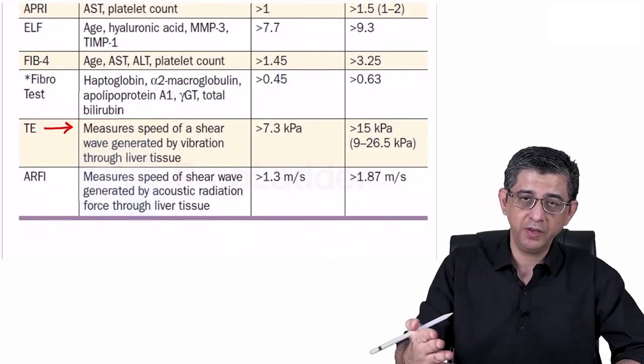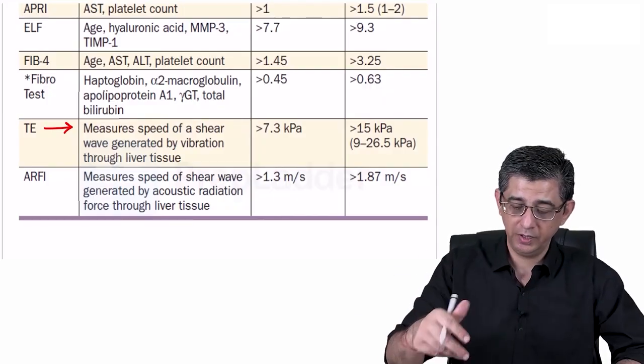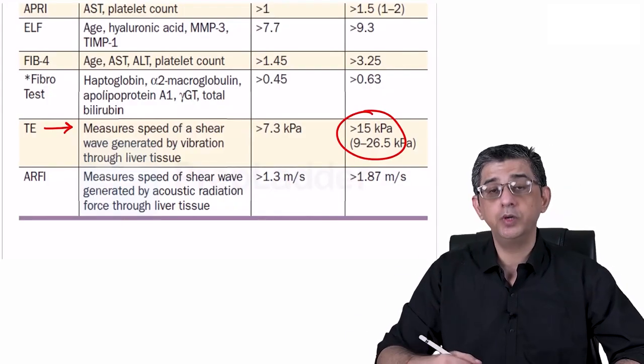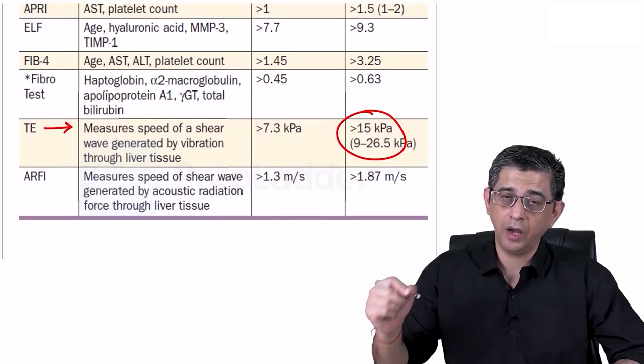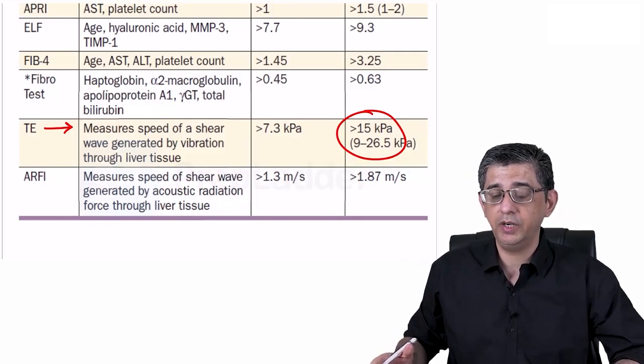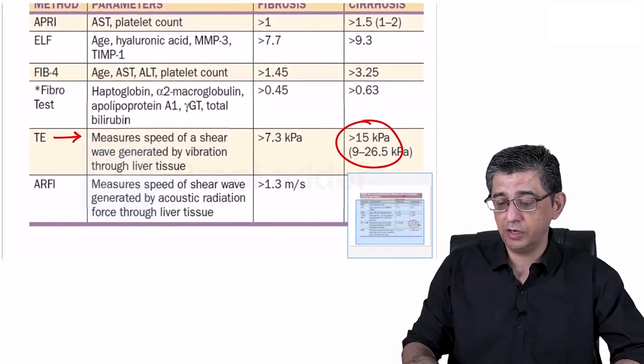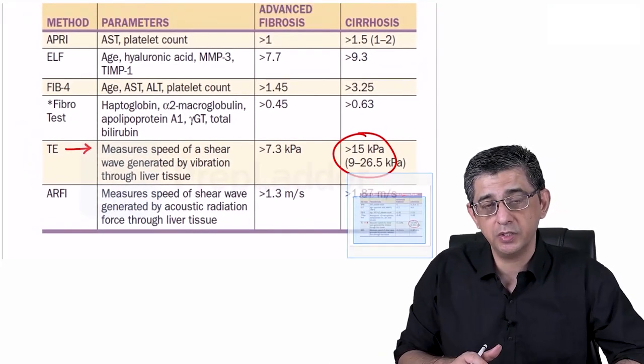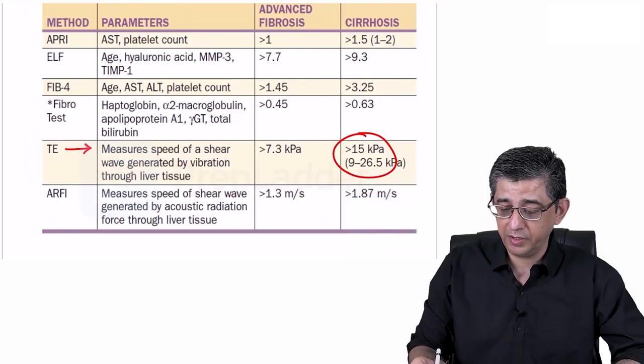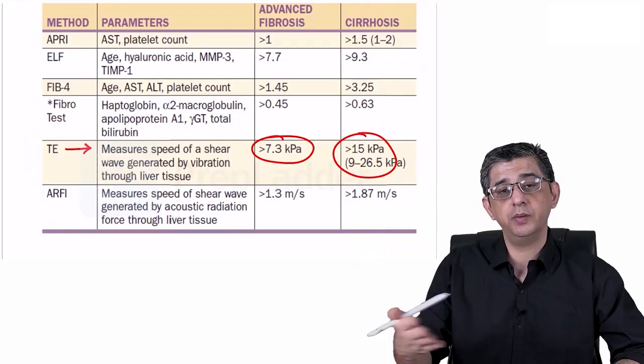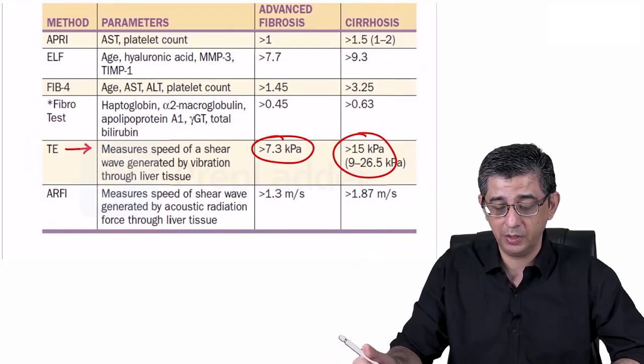When you send a shear wave or an ultrasound wave through the liver, the speed with which it will be able to travel and the resistance it will encounter in fibrosis will be different from that of, I would say, a full-blown cirrhosis versus a person who's having steatosis. So different values are mentioned here for advanced fibrosis versus development of cirrhosis in a patient.